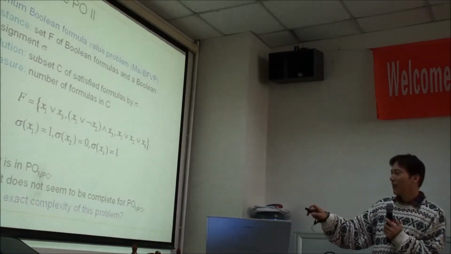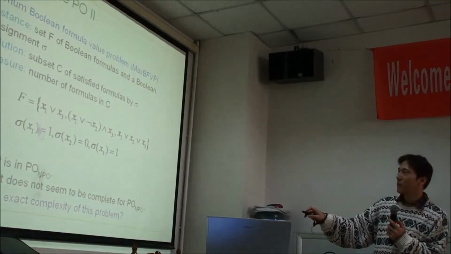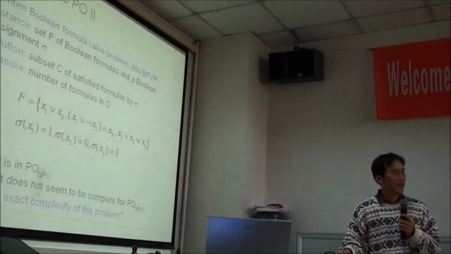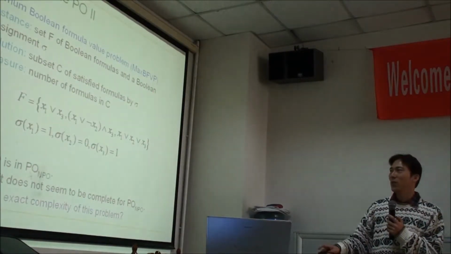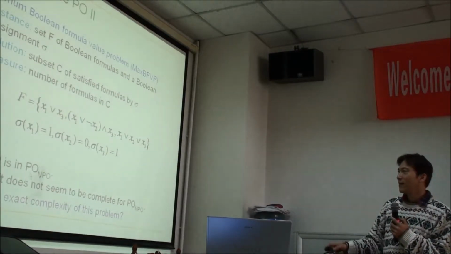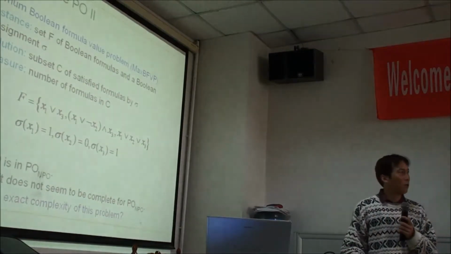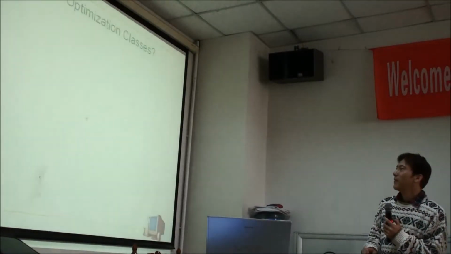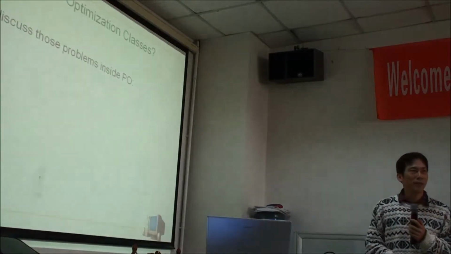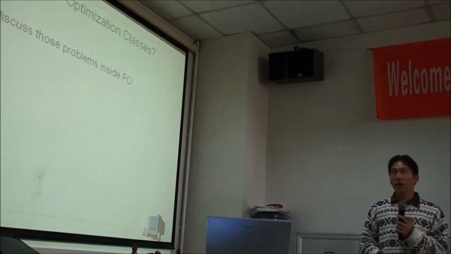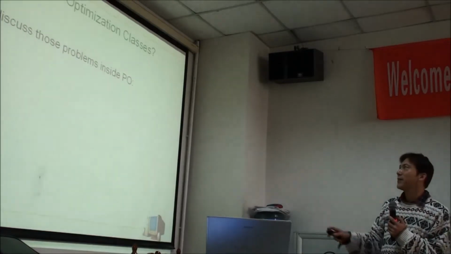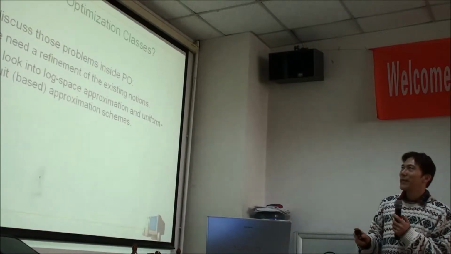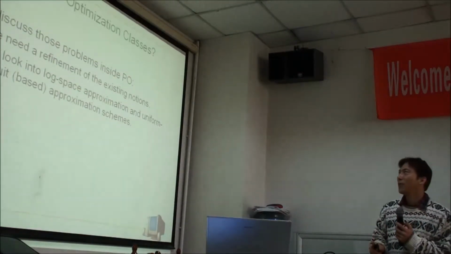You can actually take a look from the first entry to the last entry, and just pick up all the satisfying formulas, right? So obviously this problem belongs to PO, but it does not seem to be complete for PO. So what is the complexity of this problem? Now, to categorize those problems into the map of the complexity classes, we really need something more inside PO. So that leads us to a refinement of the existing notions.